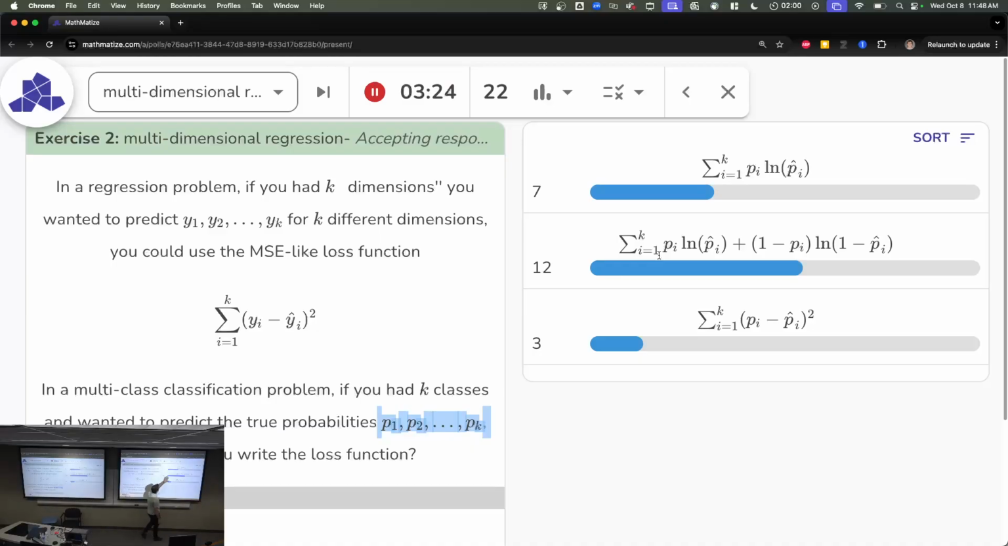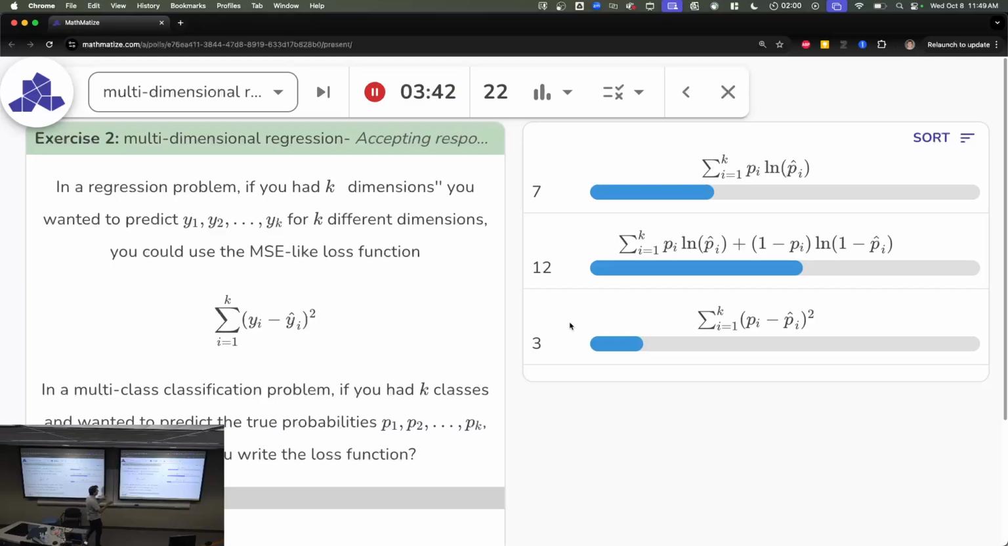7 people are in this formula. 12 people are in this formula with the 1 minus p. 3 people are in the difference squared. The difference squared, unfortunately, is incorrect. So this one is tempting because it's so simple, it's so nice. But once again, you really should think of these things as coming from a likelihood.